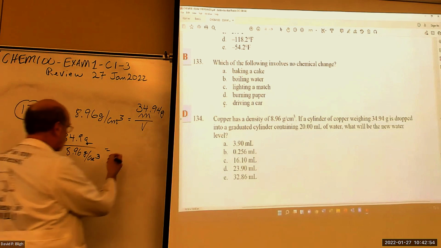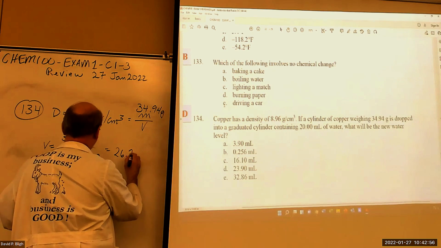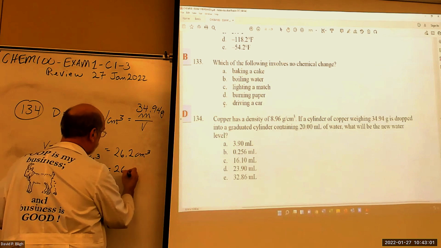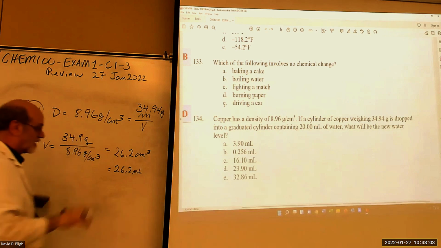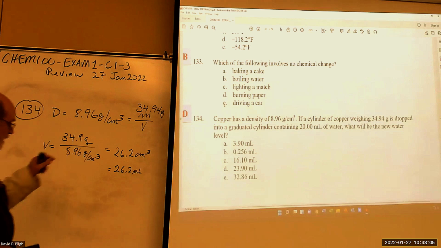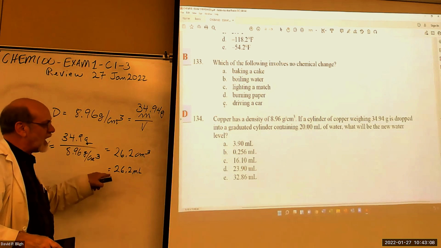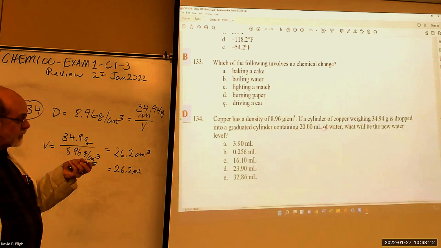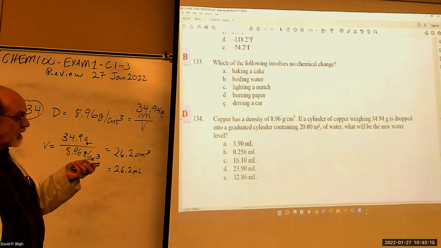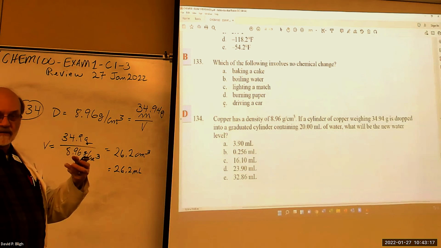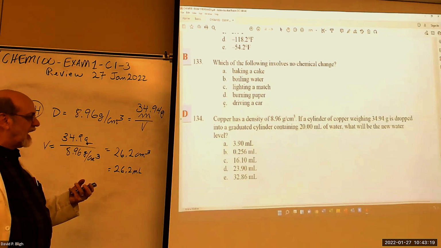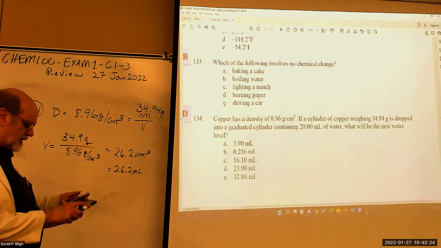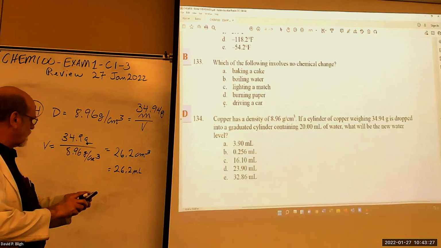Which is 26.2 cubic centimeters, or 26.2 milliliters, exactly the same. Right? This is the volume of the object. If we drop that object into 20 milliliters of water, what will be the new height? Let's see, did I do that right? Yeah, 26.2.